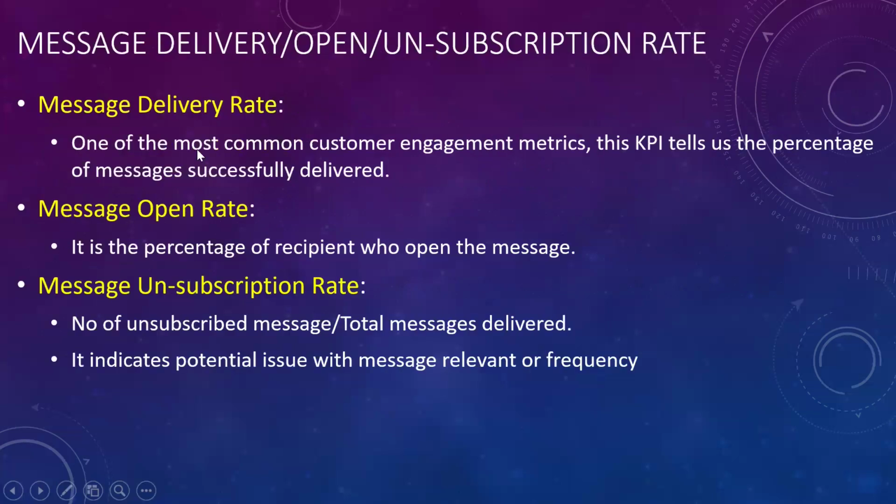Message delivery rate is one of the most common customer engagement metrics. This metric tells us the percentage of messages successfully delivered, whereas message open rate is the percentage of recipients who open the message. Message unsubscription rate is the number of unsubscribed messages divided by total messages delivered. It indicates potential issues with message relevance or frequency.